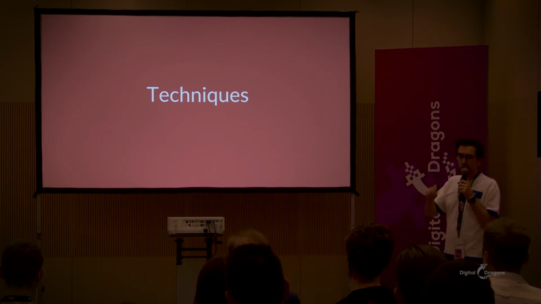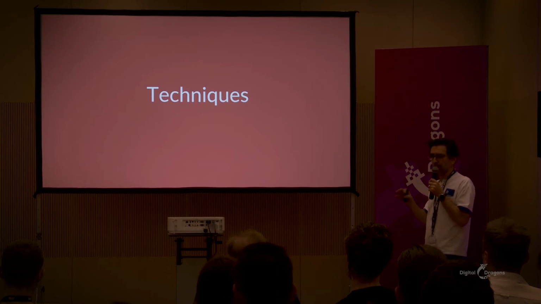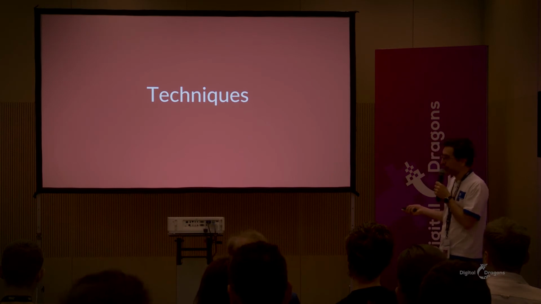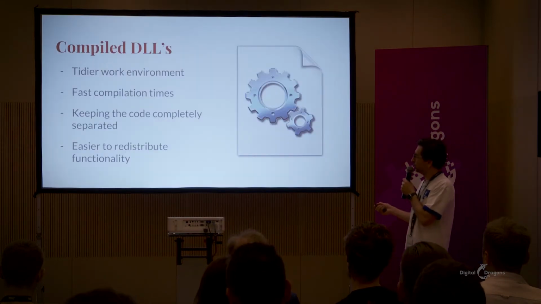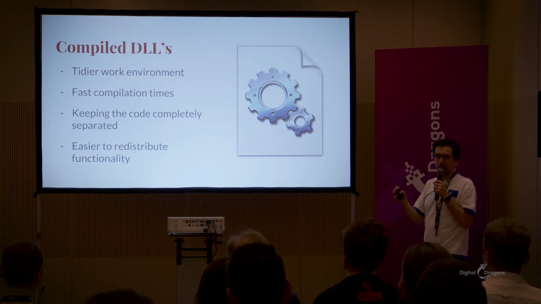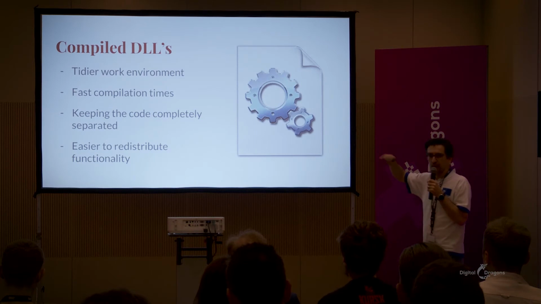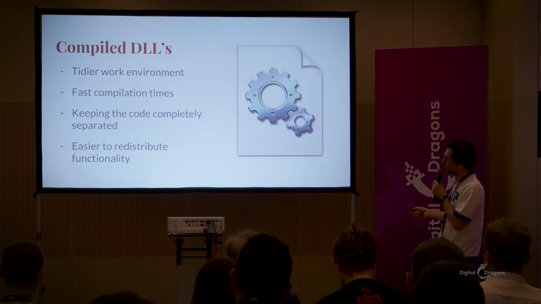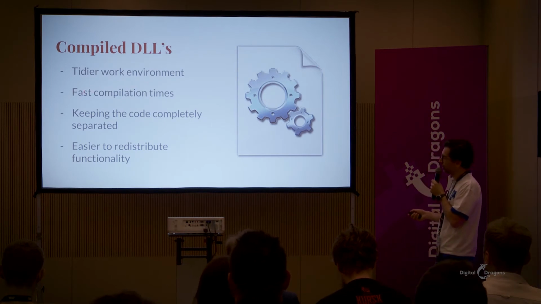These techniques are exclusive to Unity, but are very helpful, and these are the most common techniques used for organizing code in Unity. The first one is to have compiled DLLs. This means that all the functionality or all the methods that we are going to reuse in many other games, we can put in a library, a DLL, and then plug into other games. So we have in the end a tighter work environment.